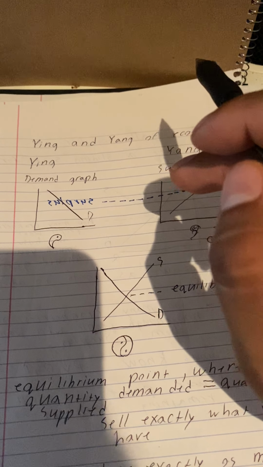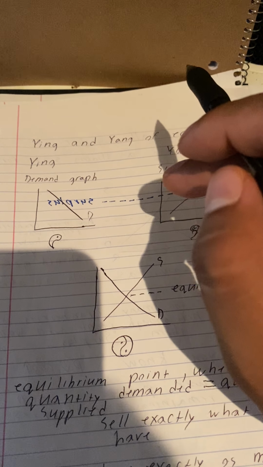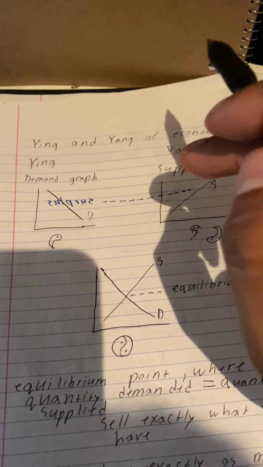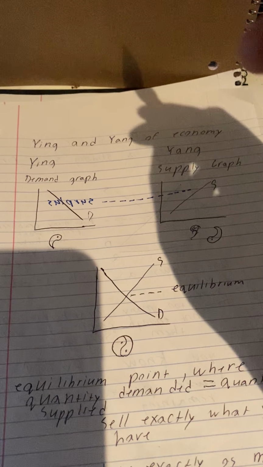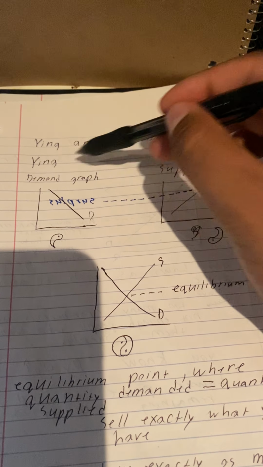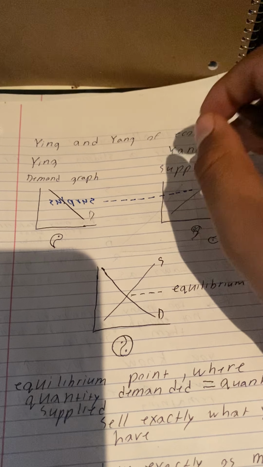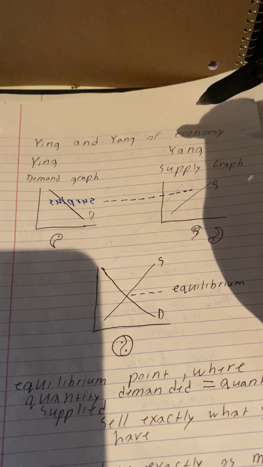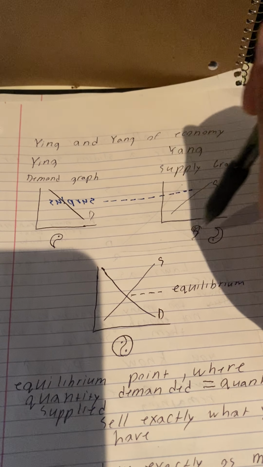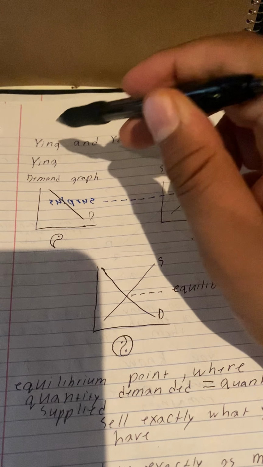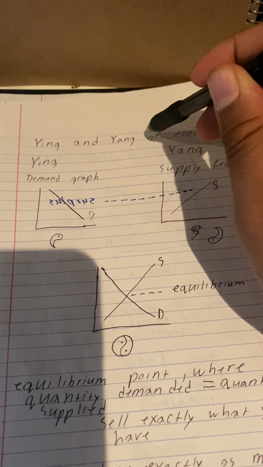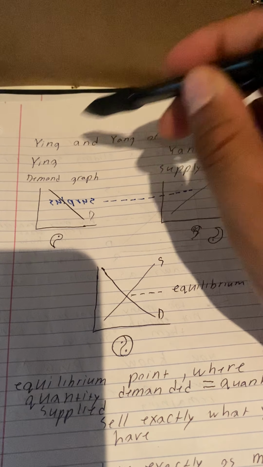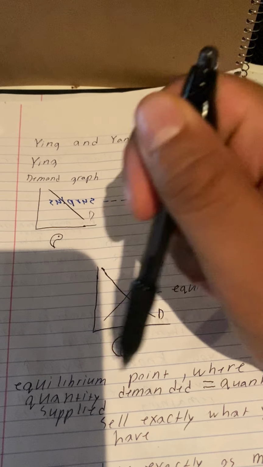What does that mean? That's a lot of gibberish. Basically, what it means is we studied the law of demand: as price goes up, quantity goes down, and we saw the graph. We studied the law of supply: as the price goes up, quantity supplied goes up. Now, these are the yin and the yang of the economy, basically meaning that they're two parts of a whole.